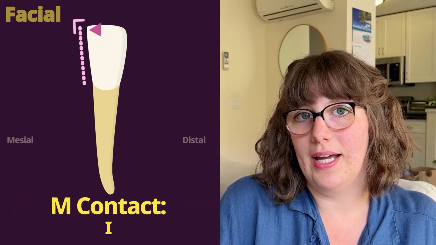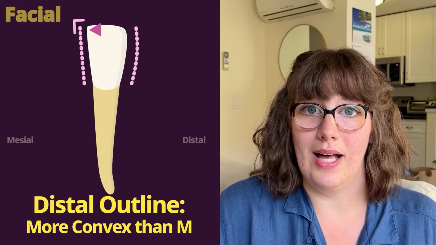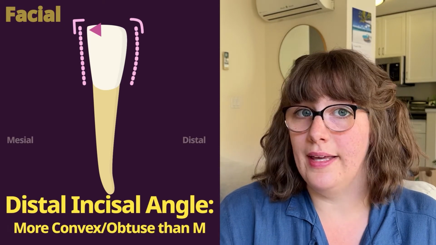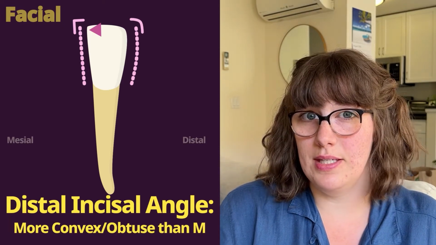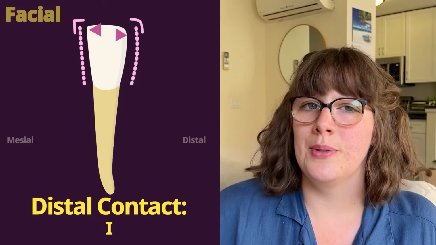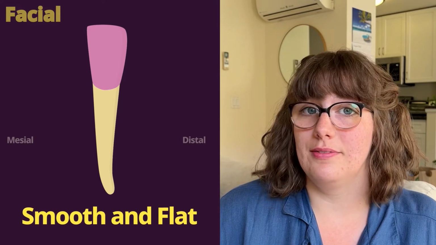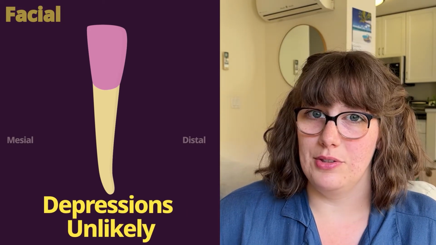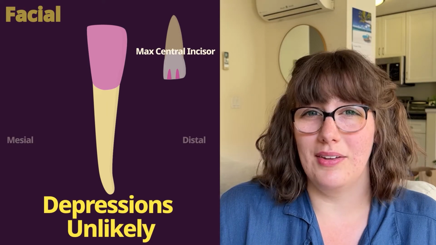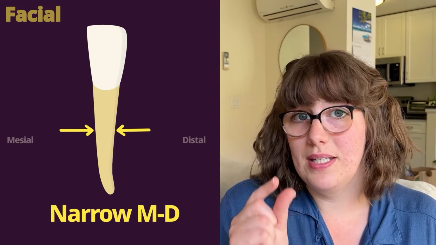The mesial height of contour or contact is in the incisal 1/3. The distal outline is more convex than the mesial. The distal incisal angle is more curved and obtuse than the mesial, and the distal contact is more cervical than the mesial, though it's still in the incisal 1/3. The labial surface is smooth and relatively flat, and those developmental depressions that we saw on the maxillary incisors are unlikely.